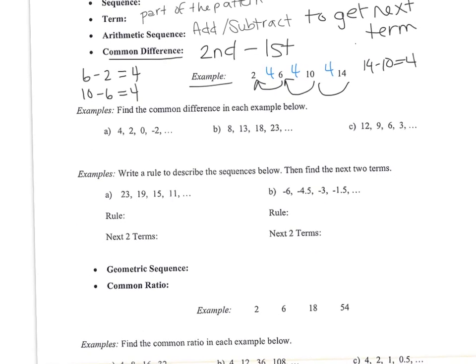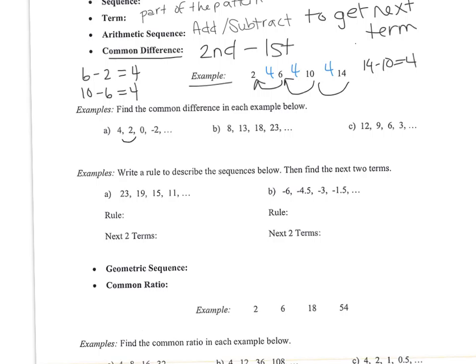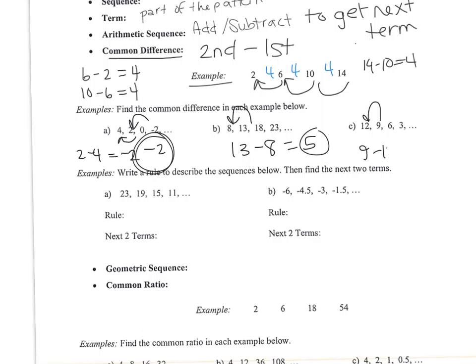So on these examples, find the common difference. 2 take away 4 is negative 2. 0 take away 2 is negative 2. So the answer is negative 2. 13 minus 8 is 5. 9 minus 12 is negative 3, because these are always going down 3, so it's negative 3.